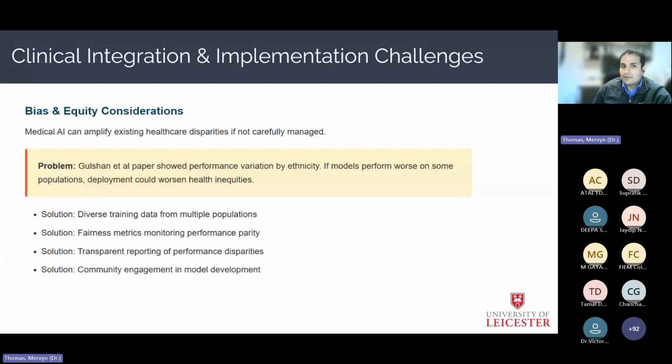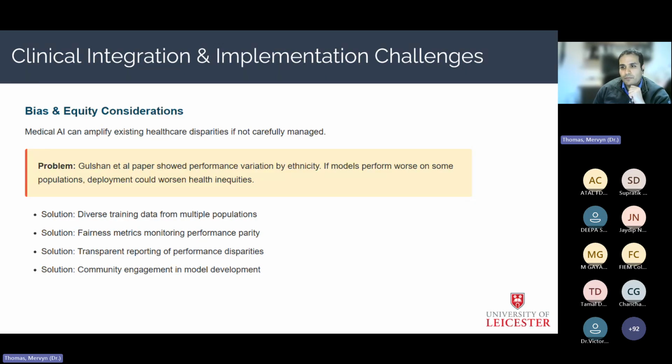What about the disparities which might be amplified as a result of medical AI? This needs to be carefully managed. The Gulshan paper in particular, the first paper I showed that's been cited a large number of times, again from Google, showed that the performance varied by ethnicity. If a model performs worse on some populations, the thing to bear in mind is deployment could actually worsen health inequities. And this is an important take-home message because the problem is clear.